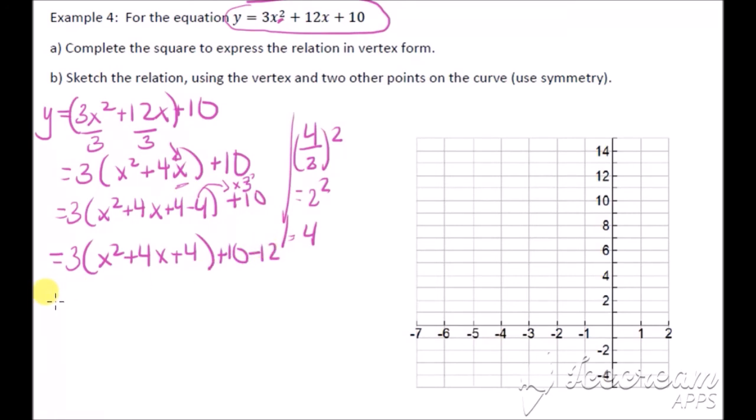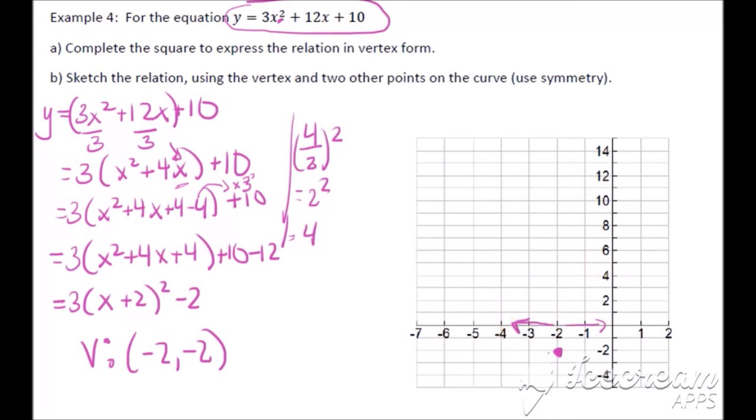So all we have to do now is factor this perfect square trinomial. I get x plus 2 squared. And then 10 minus 12, I get negative 2. Our vertex in this case is negative 2, negative 2, which is here. So if we're going to go ahead and graph 2 points to the right, we'd graph at 0. Oh, I shouldn't put a point there. We would graph at 0 and we'd graph at negative 4.